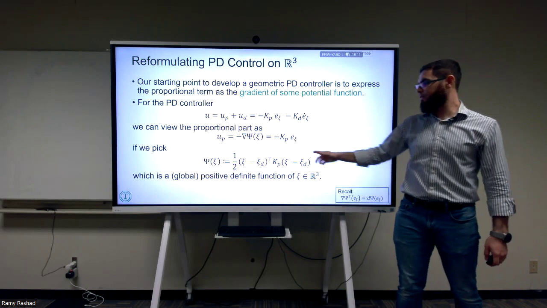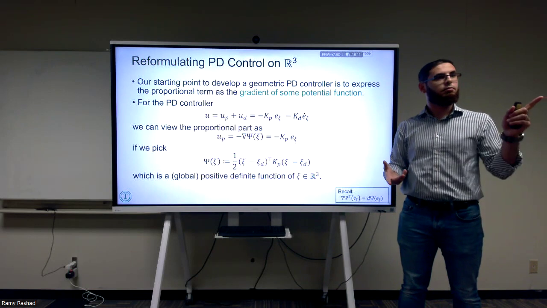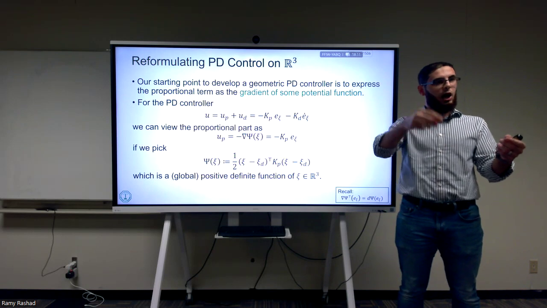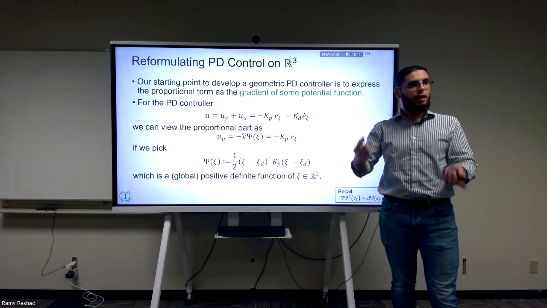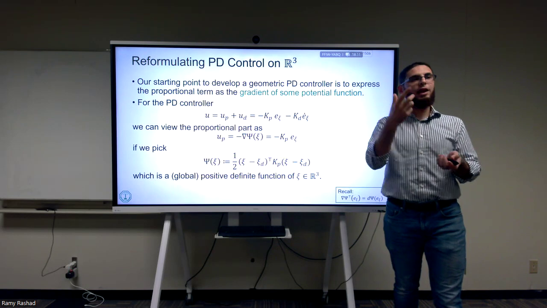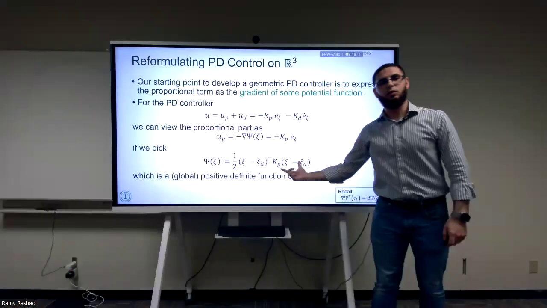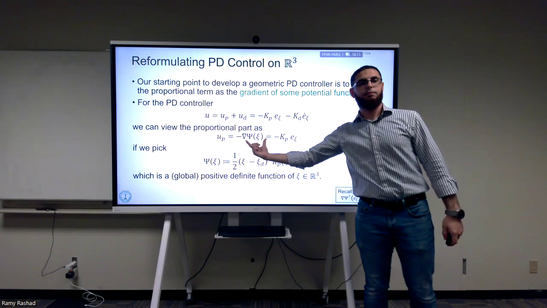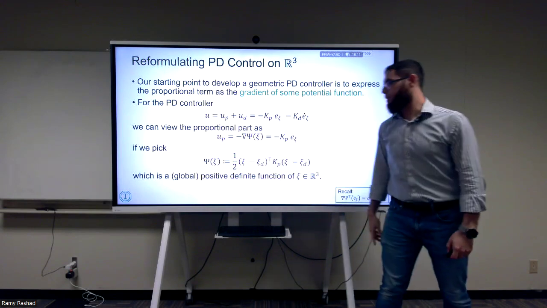So what kind of equation have you seen this before, and for what mechanical system? For a spring. The potential energy of a spring is one half delta x transpose multiplied by k delta x. And what is the force that corresponds to the spring? It is equal to minus the gradient of that potential function. So this is exactly what we see. The proportional term is minus the gradient of this potential function psi.